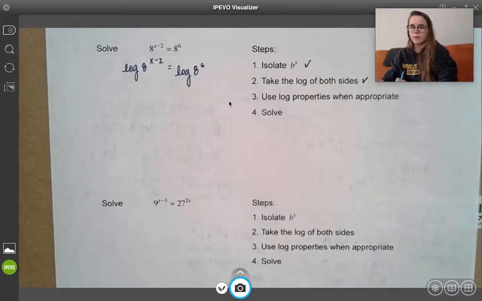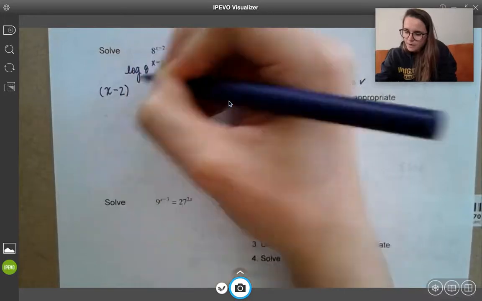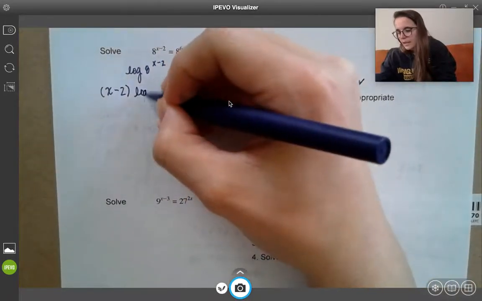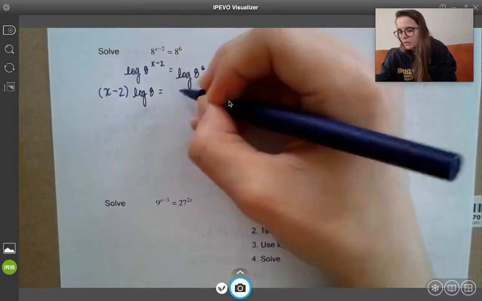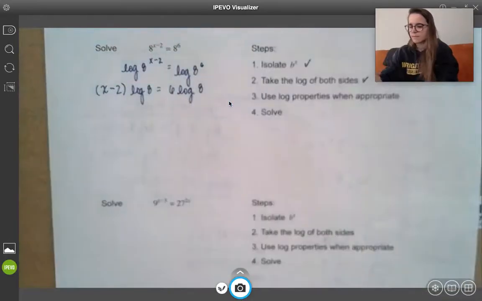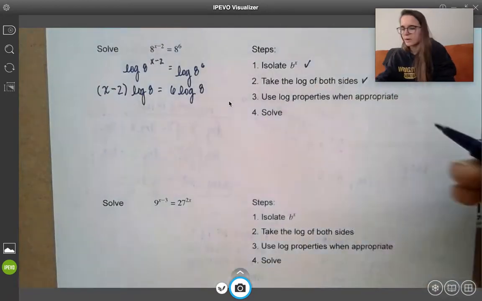Now we're going to use the log property by moving those exponents to the front. So I have x minus 2, because that's the whole exponent, times log 8 equals 6 log 8. Okay, so we used that property on both of them.